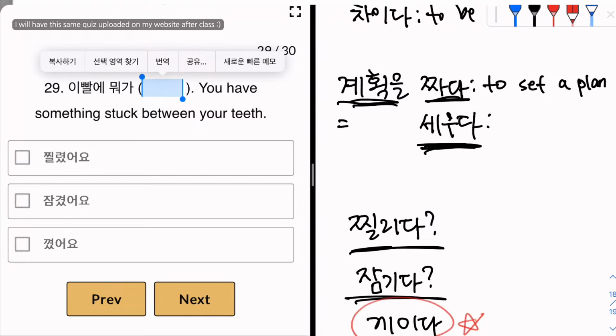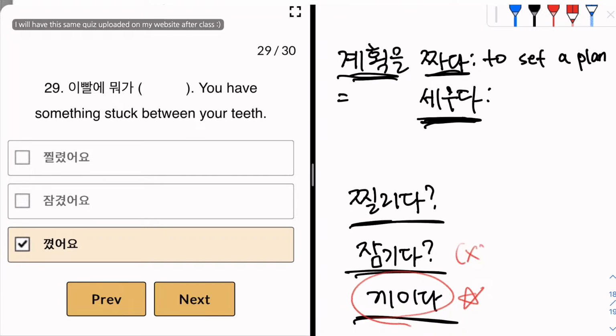끼이다. It's stuck between your teeth. 이빨에 뭐가 꼈어요. It's not locked. It's not stabbed. It is stuck. 끼다.